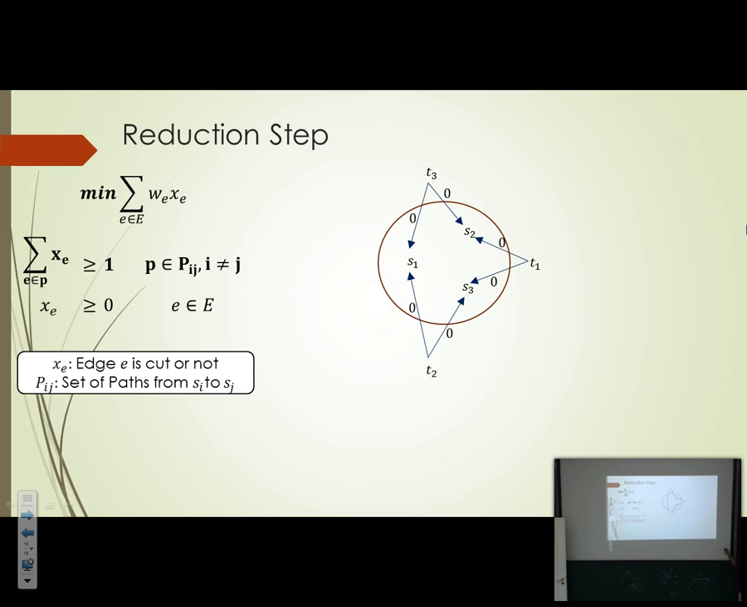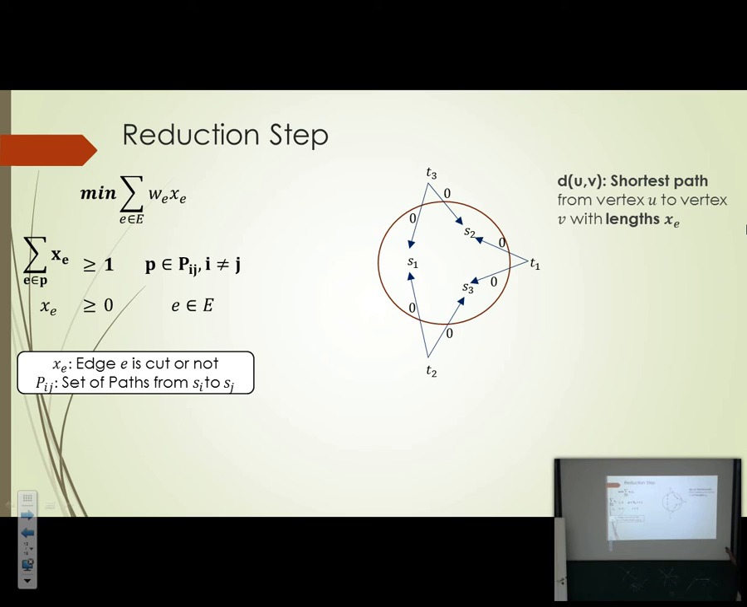If we have more than 3 terminals, so let's say we have S1 to Sk, we'll add k new terminals, T1 to Tk, and Ti will have edges to all the terminals except Si of length 0, with infinite weight.